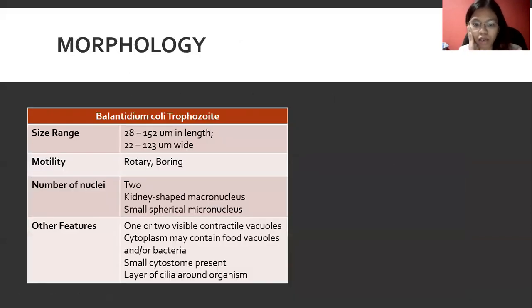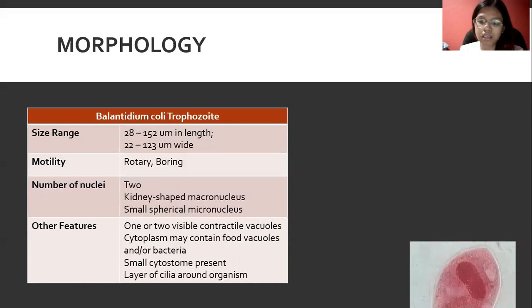Okay, let's talk about the morphology. For the size range of the trophozoite, 28 to 150 micron in length and 22 to 123 micron in width. The motility of the trophozoite is rotary or boring. The number of nuclei is 2, and it has a kidney-shaped macronucleus and a small spherical micronucleus. In other features, 1 or 2 visible contractile vacuoles, cytoplasm may contain food vacuoles and or bacteria. Its small cytostome is present and a layer of cilia around the organism can be seen.